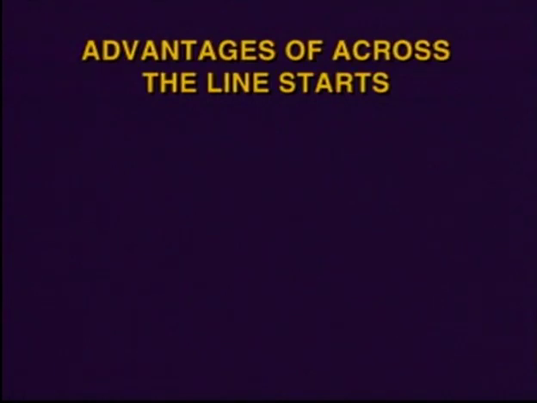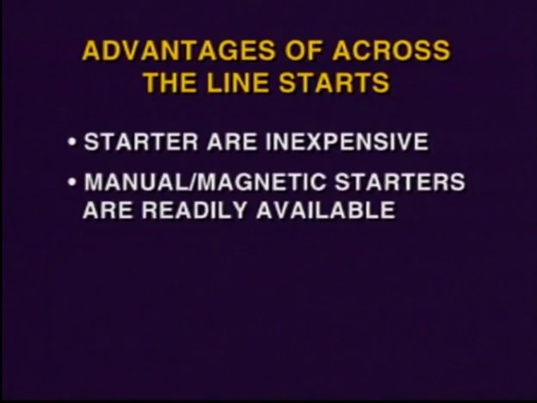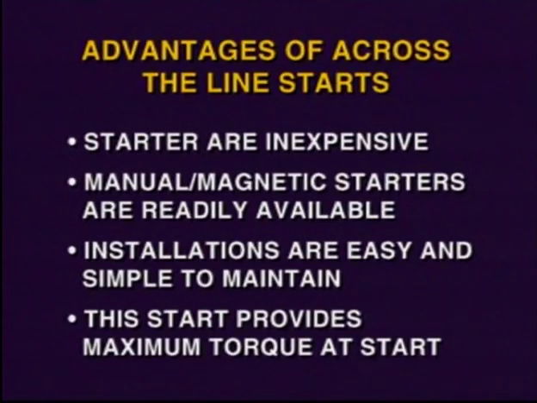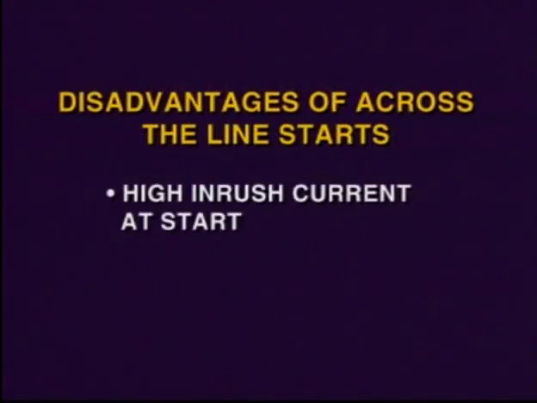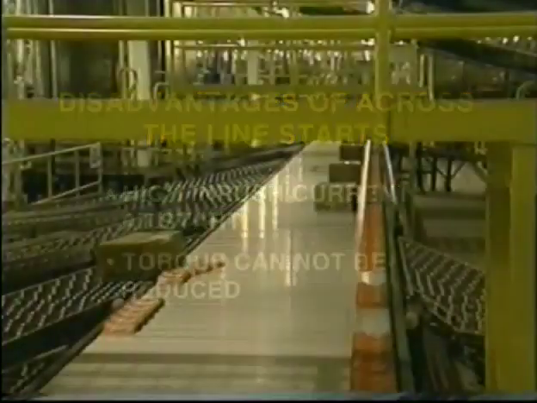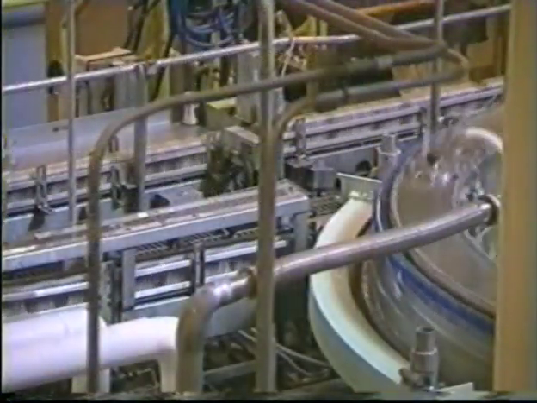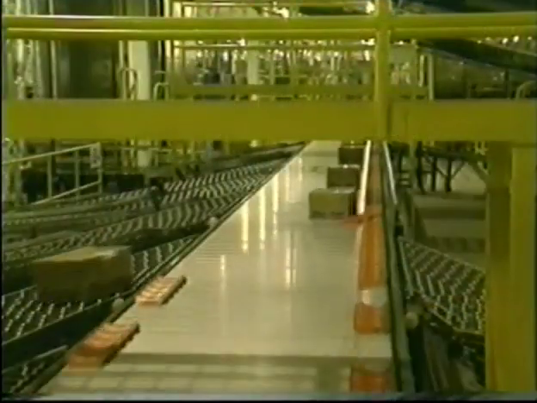The main advantages of across-the-line starts are that they are inexpensive, starters are readily available, installations are easy and simple to maintain, and they do provide maximum torque at the start. The main disadvantages are that they have a high inrush starting current, and the torque may not be reduced at start in applications which may require it. For example, in a conveyor application, if the motor is started across the line, the large torque may be too much during the start and cause a spillage of material.